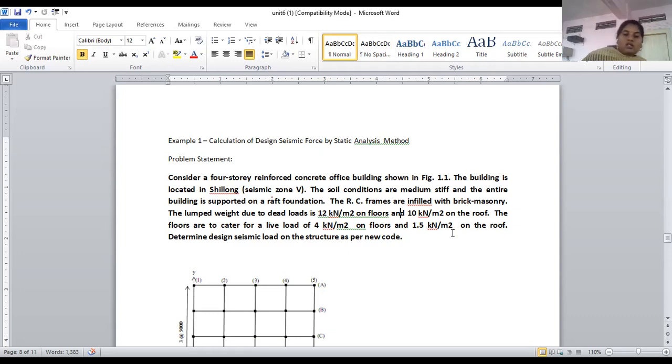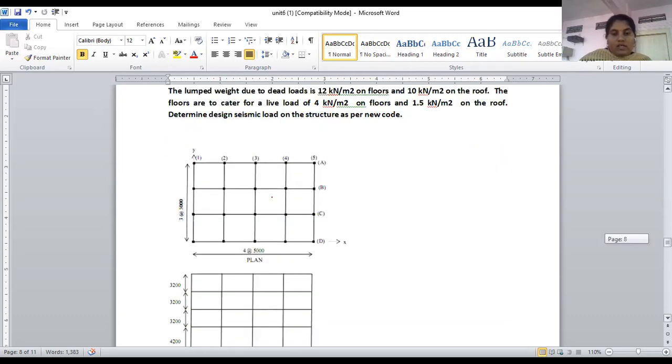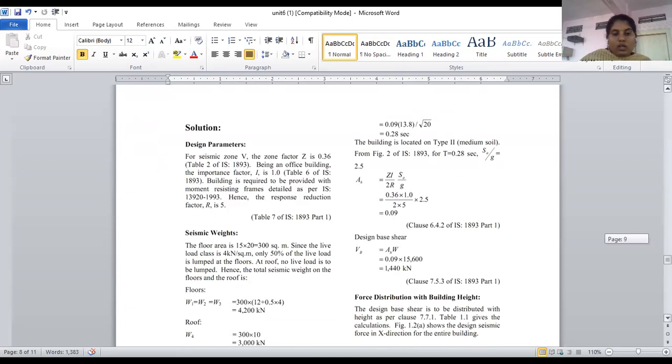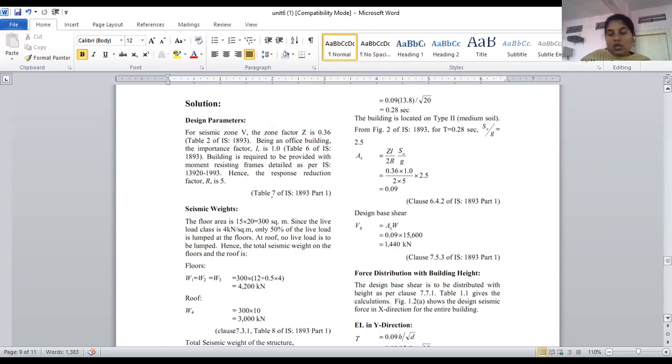Okay. With this data, we have to calculate the seismic loads which come on each and every floor. So now we'll see the step-by-step procedure: first to calculate the seismic weight of the building, after that we'll move towards the horizontal seismic coefficient, and at the last, we'll move towards the seismic loads which come on each and every floor.